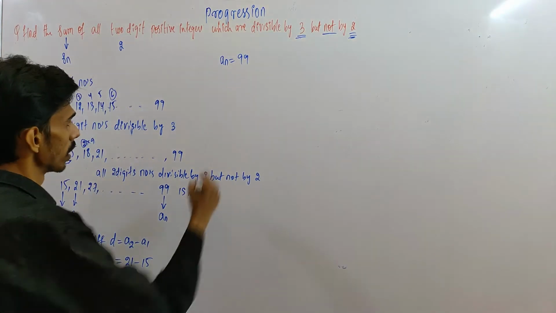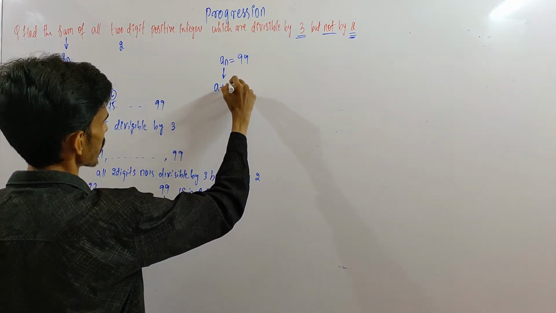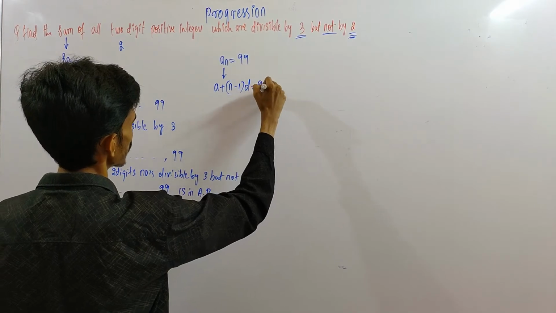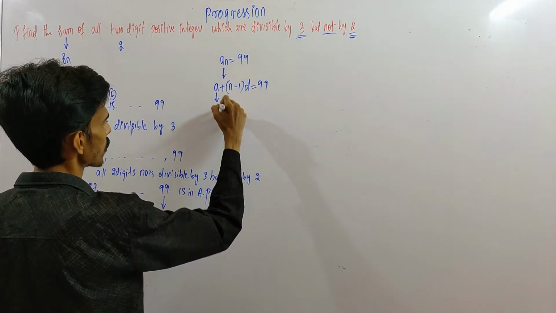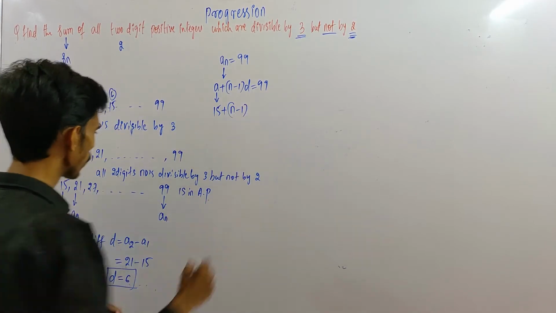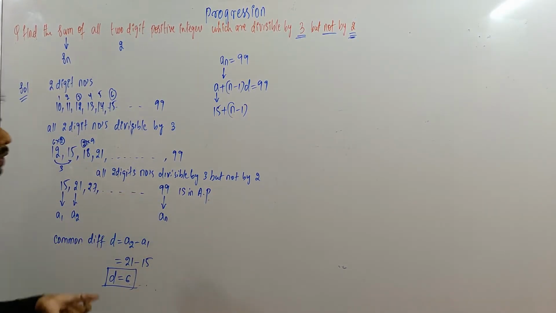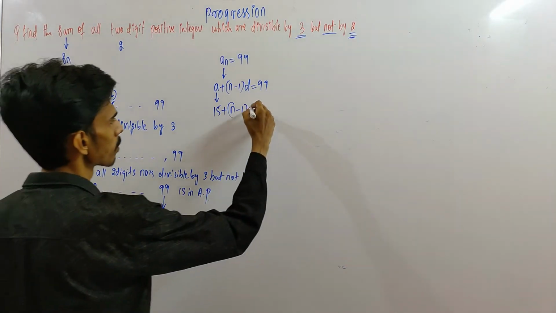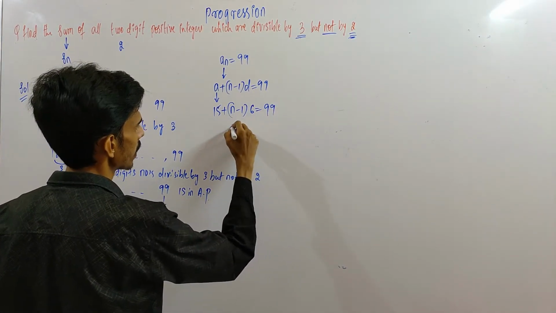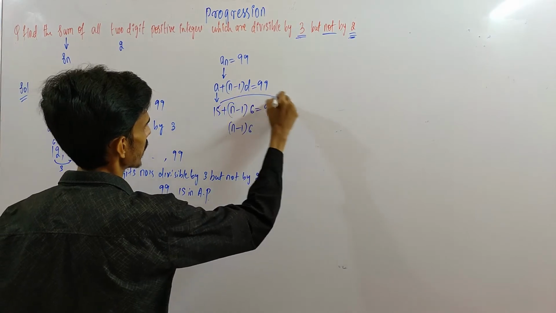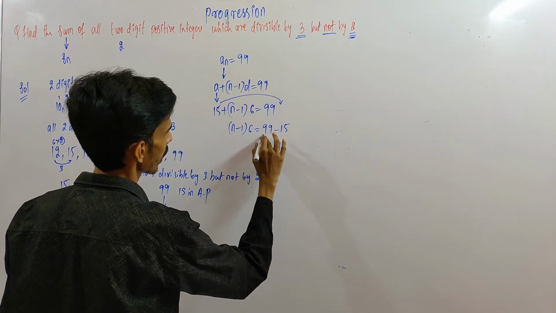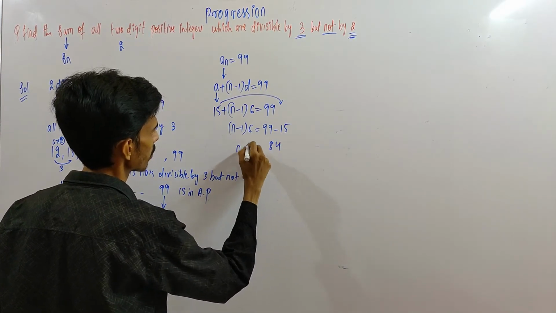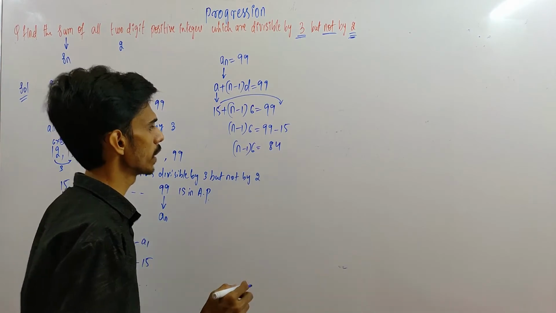AN value we have 99. The formula for AN is A plus (n minus 1) into D is equal to 99. Now the A value, A1 is also A, so the A value is 15. This is 15 plus (n minus 1), n we don't know because we don't know how many numbers are there in this sequence, into the difference 6 is equal to 99. Send this 15 here, we have 99 minus 15, that is 84. So (n minus 1) into 6 is 84.